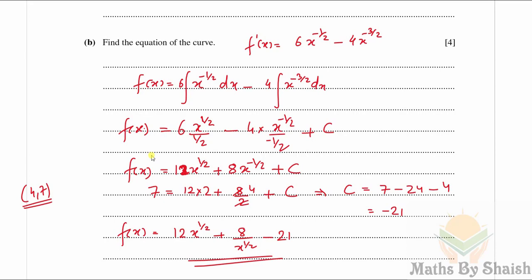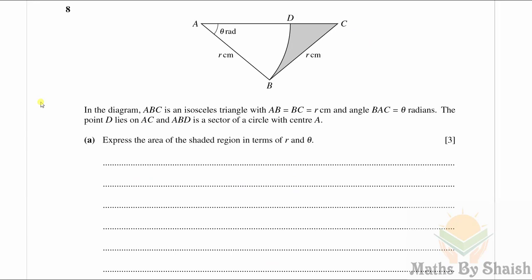Here's question number 8. In the diagram, ABC is an isosceles triangle with AB equal to BC equal to r centimeters, and angle BAC is theta radians. The point D lies on AC, and ABD is a sector of a circle with center A. Express the area of the shaded region in terms of r and theta.